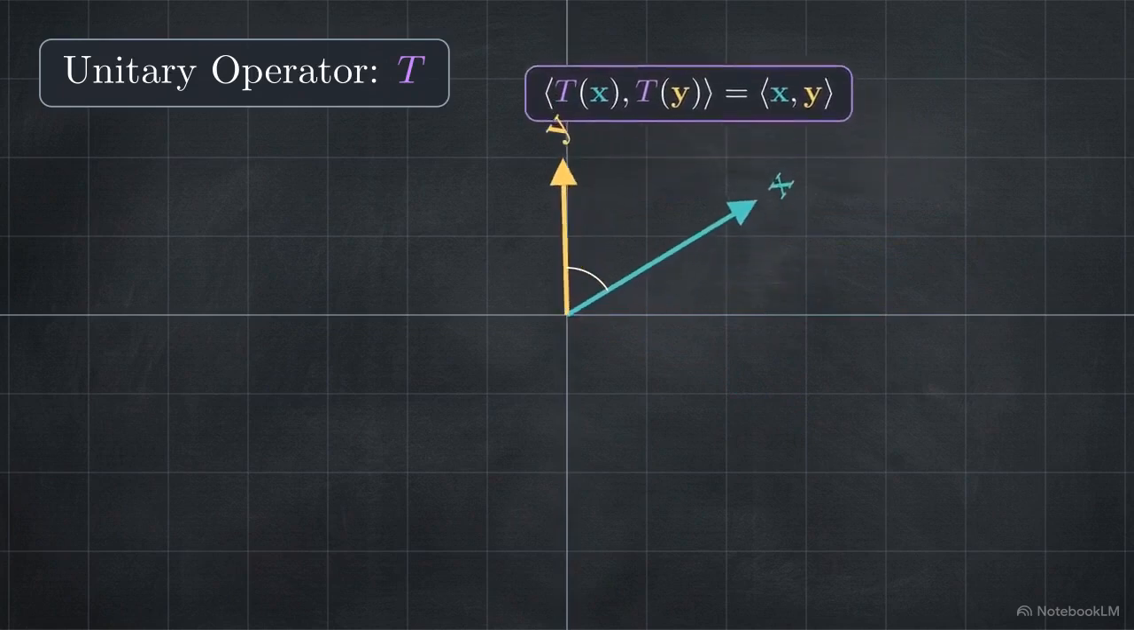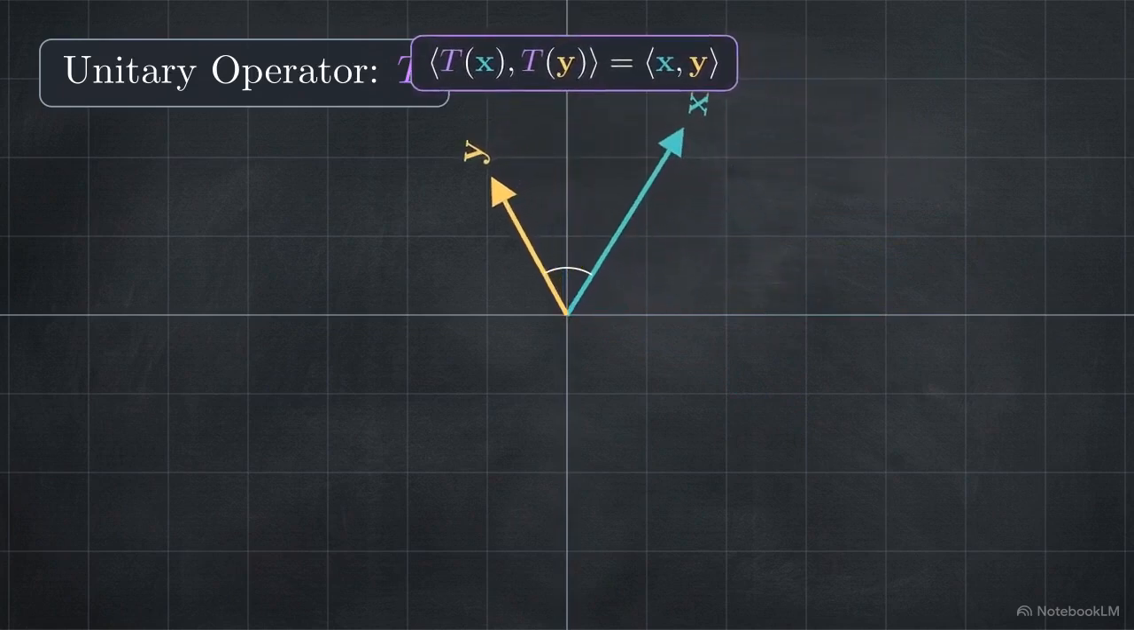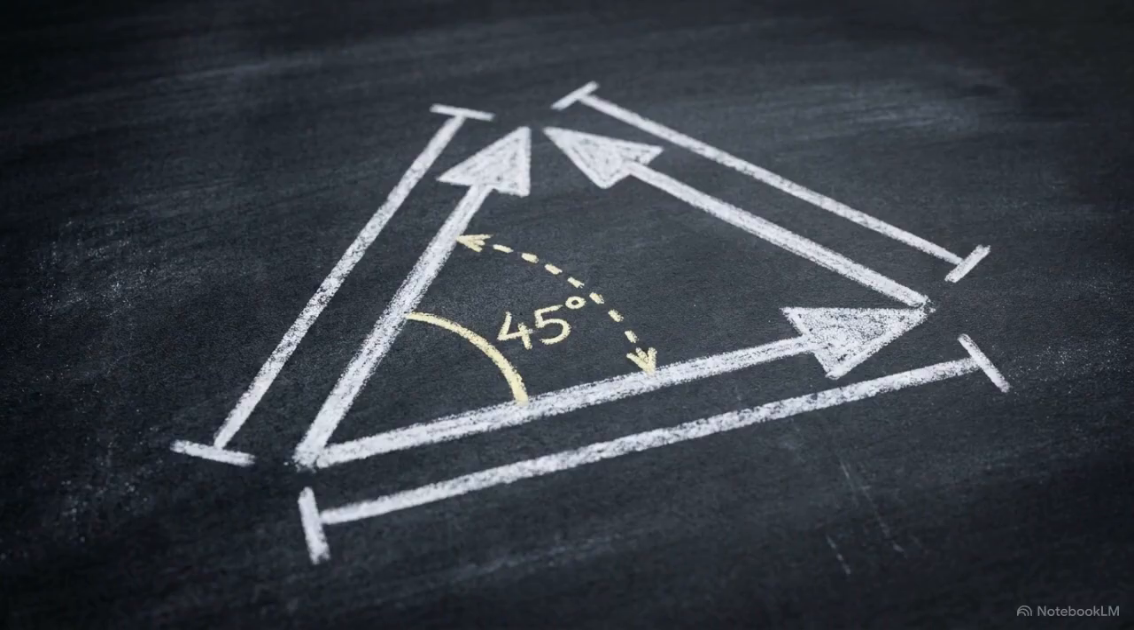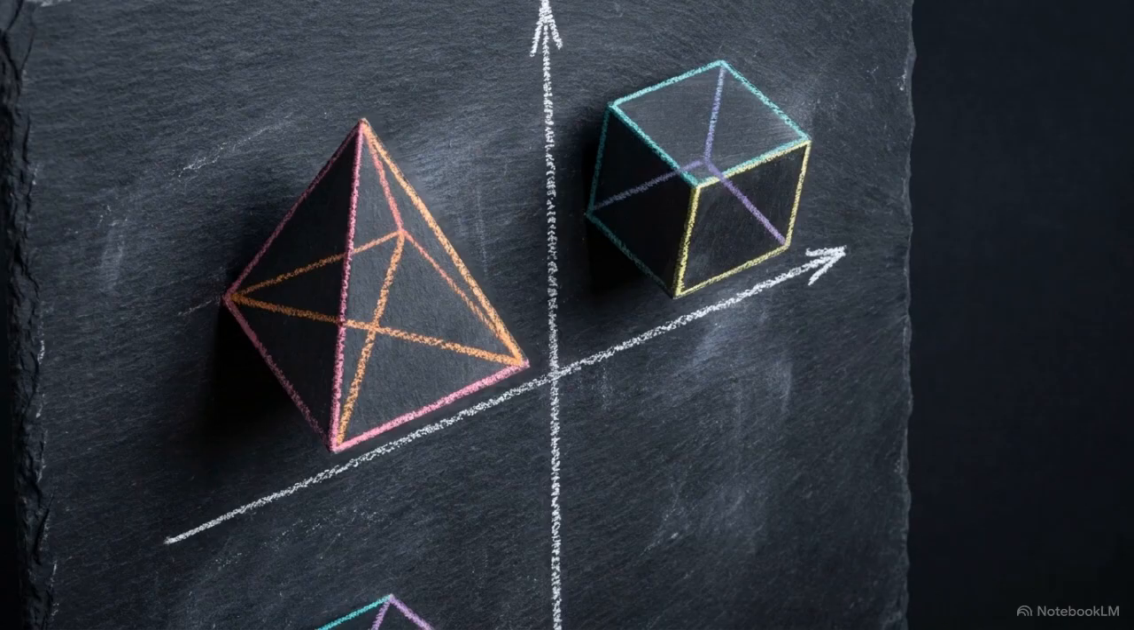Applying our operator T to vectors x and y yields the exact same inner product as the original vectors x and y. Because the inner product dictates both the lengths of these vectors and the angles between them, keeping that inner product constant guarantees the geometry of the entire space remains perfectly intact.